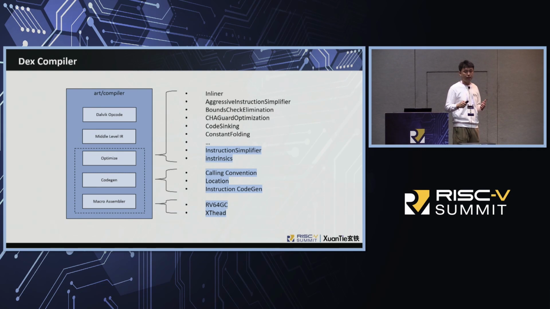What we focus on in the RISC-V porting is the backend components, such as the optimized last stage, instruction similar intrinsics, and code generation with the calling convention, location, and instruction code generation. We also need to put all the instruction sets in the macro assembler, such as the standard RISC-V instruction set or our custom instruction set.